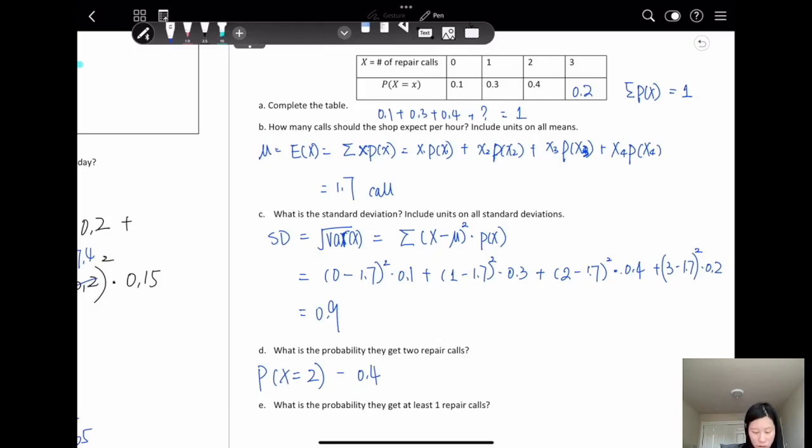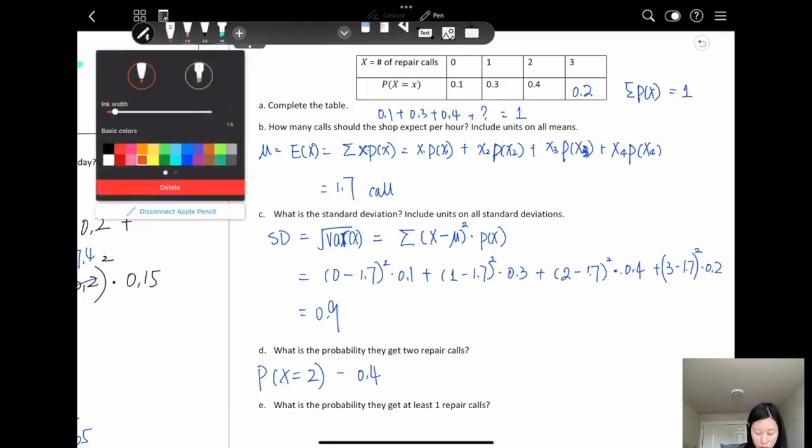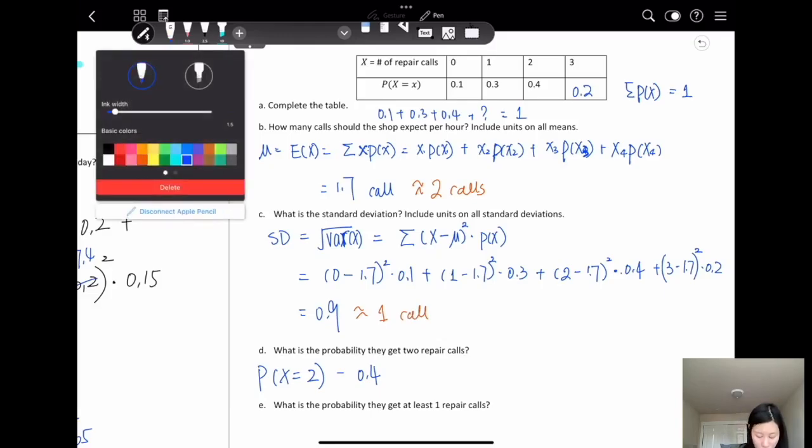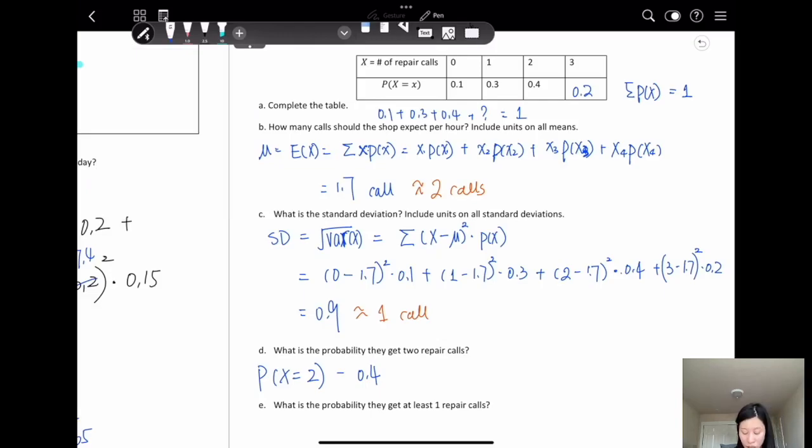So, I forgot to mention that since this is a call, you can try to round them up to 2 calls. This is 1 call, variance to 1 call. Okay, so now continue. What's the probability that they got at least 1 repair call? So that means x greater than or equal to 1. How many probability that they got at least 1 repair call? They might got 1 call, they might got 2 calls, or they might got 3 calls. So totally the probability is 0.9.